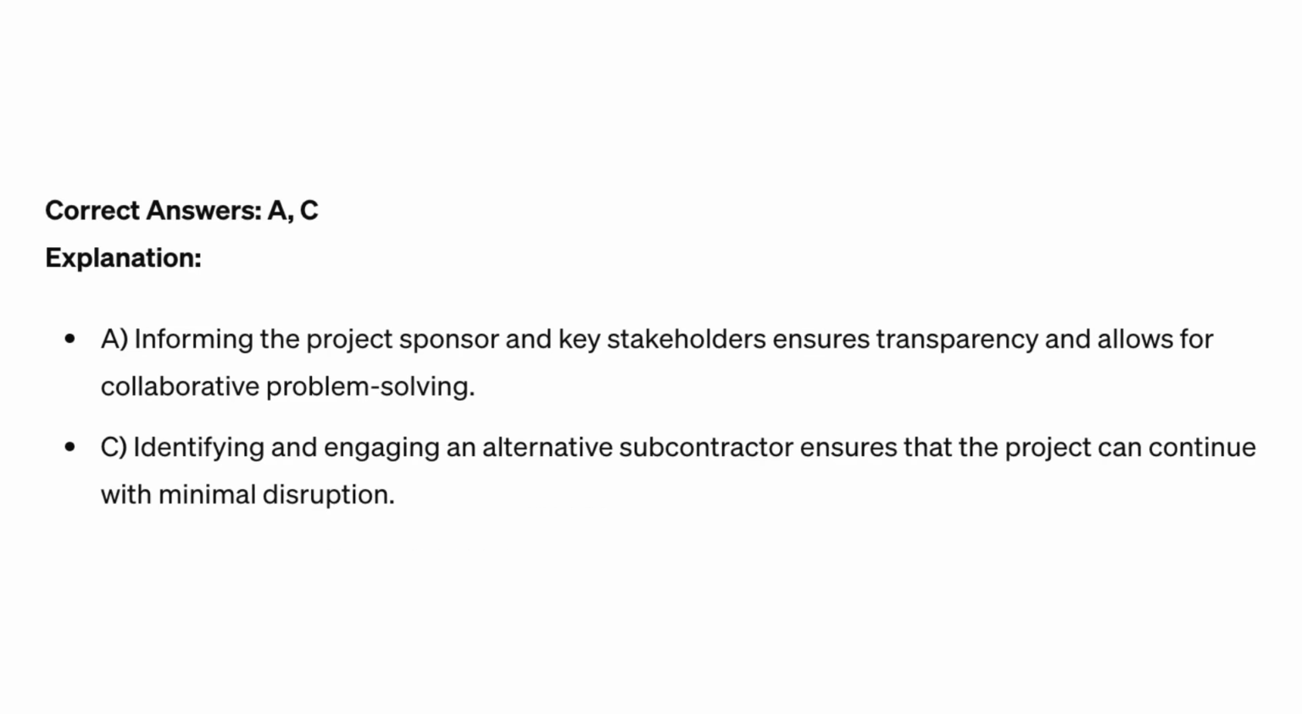Correct answers: A, C. Explanation: Informing the project sponsor and key stakeholders ensures transparency and allows for collaborative problem solving. Identifying and engaging an alternative subcontractor ensures that the project can continue with minimal disruption.